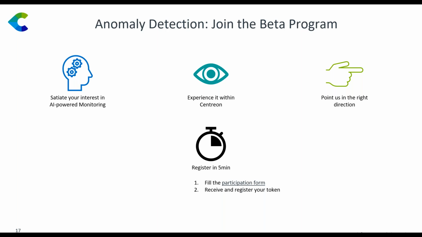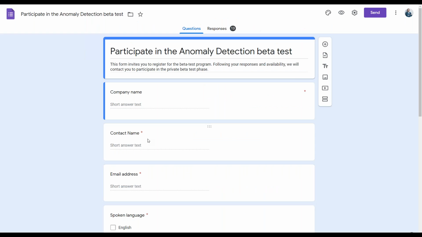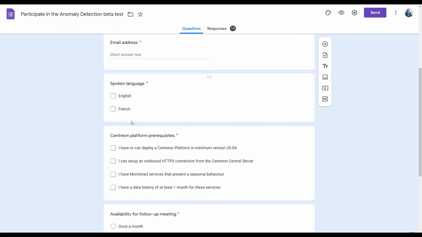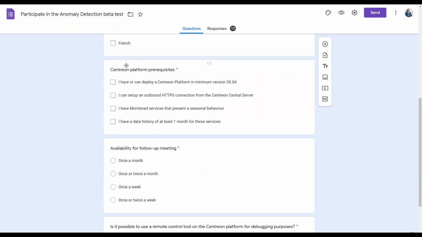So it's really a 5-minute procedure, which starts off with filling out a participation form, which is very straightforward and asks very direct questions, for instance, the company name, your name, how we can contact you, and your preferred language. Our team are very fluent in English and French, so feel free to choose the language that best fits your abilities. Then there is a very quick section about the hard requirements we talked about earlier. Are you able to set an outbound stream? Are you able to deploy at least version 20.4 of Centreon, etc.